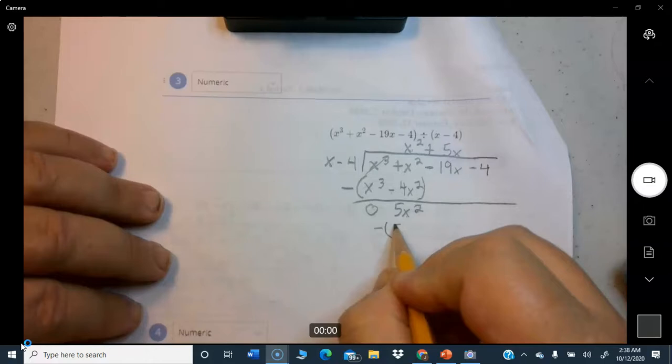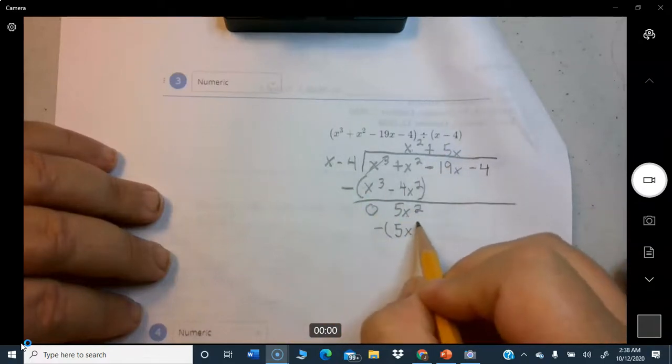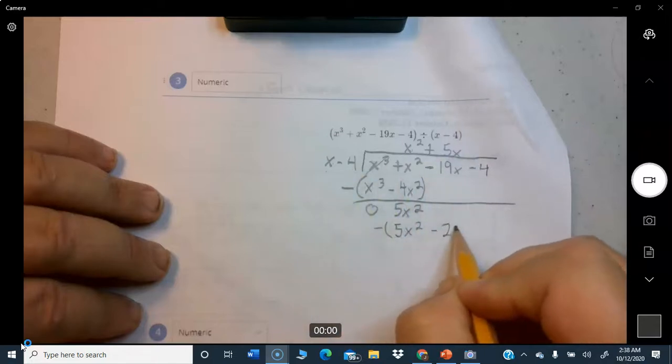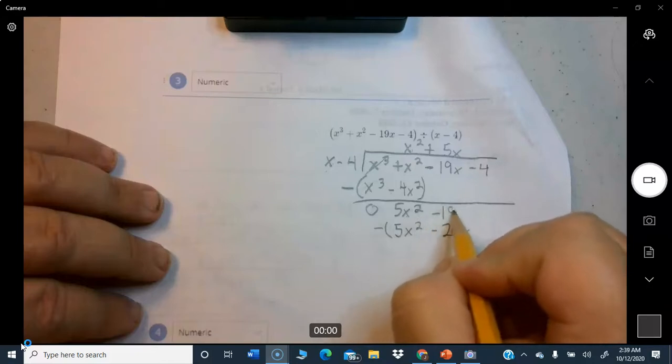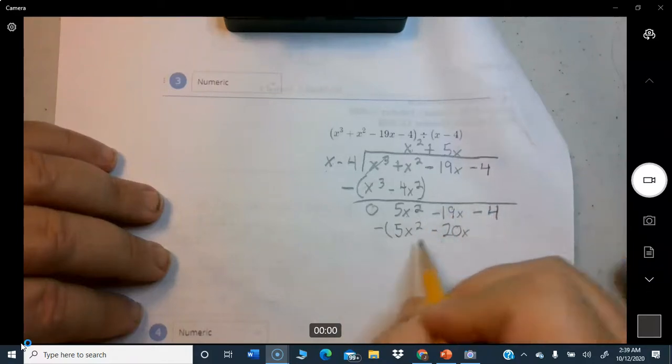Negative in parenthesis. Okay, and so 5x times x is 5x squared. I should have said that. And then 5x times negative 4 is negative 20x. By the way, when I finish the subtraction, I should pull down these terms. And even that one, even though I'm not going to use it on this particular iteration.